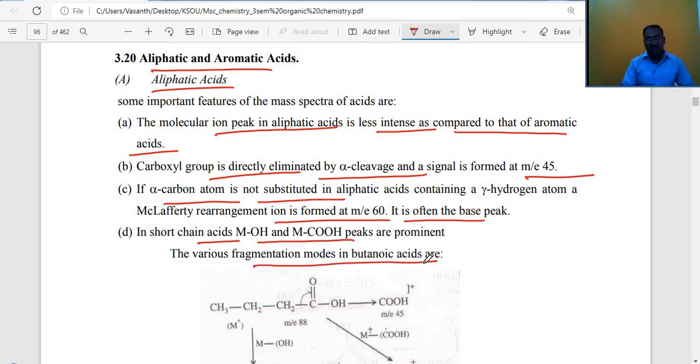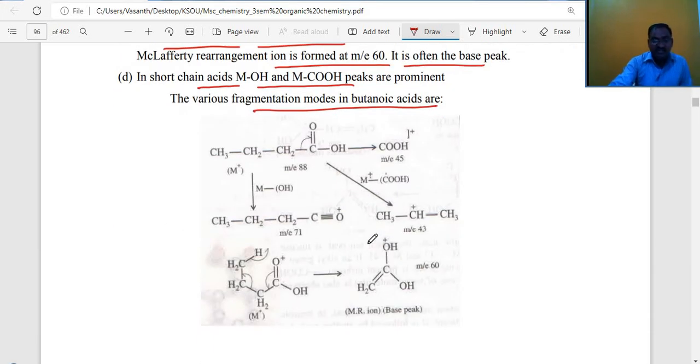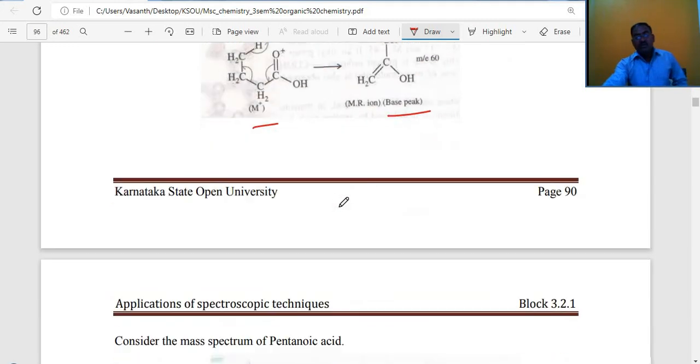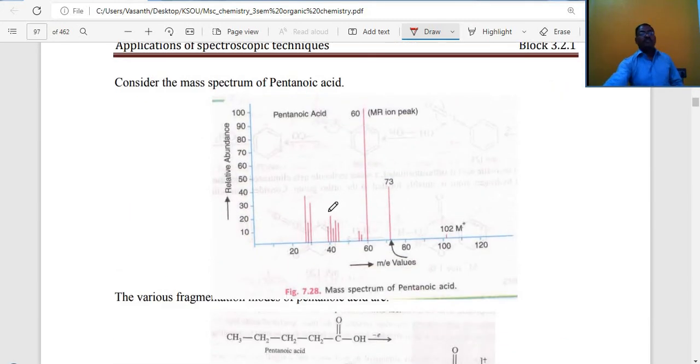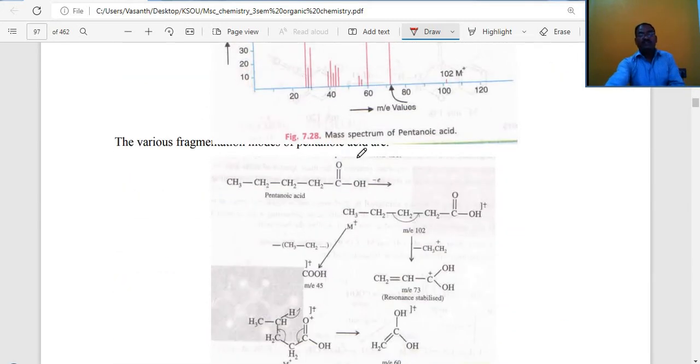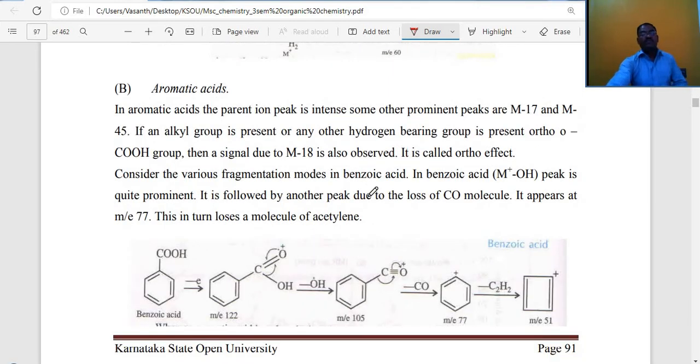The various fragmentation modes in butanoic acid are mentioned here. In butanoic acid, first there is cleavage of the COOH, like that. Consider the mass spectrum of pentanoic acid mentioned here. Please go through that.